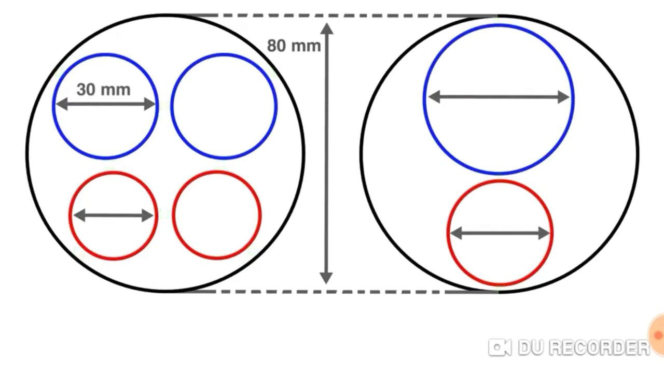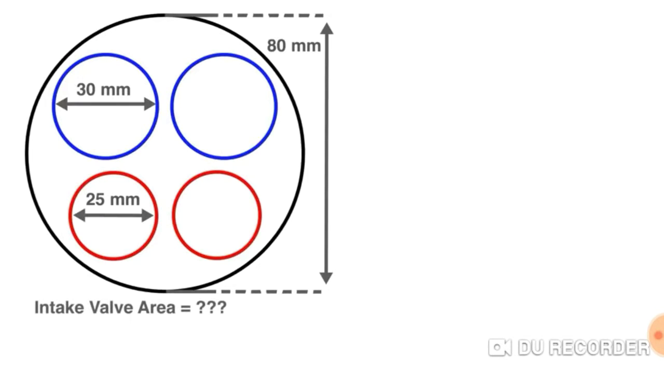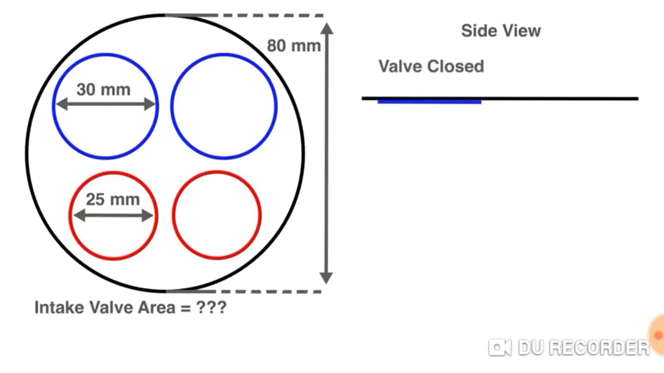So for the cylinder on the left, the intake valves have a diameter of 30 millimeters. The exhaust valves have a diameter of 25 millimeters. Our question is, what is the useful area that the valves of this size can provide? To better understand this, let's look at a side view of the cylinder. On the left, we have a closed intake valve. On the right, we have an intake valve fully open with 5 millimeters of lift.